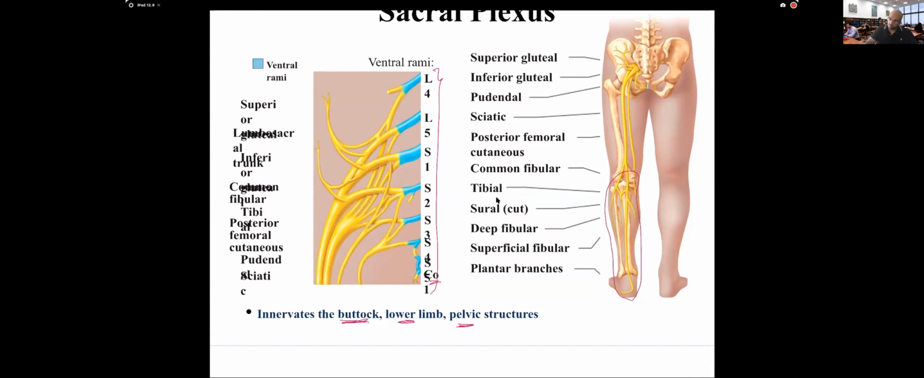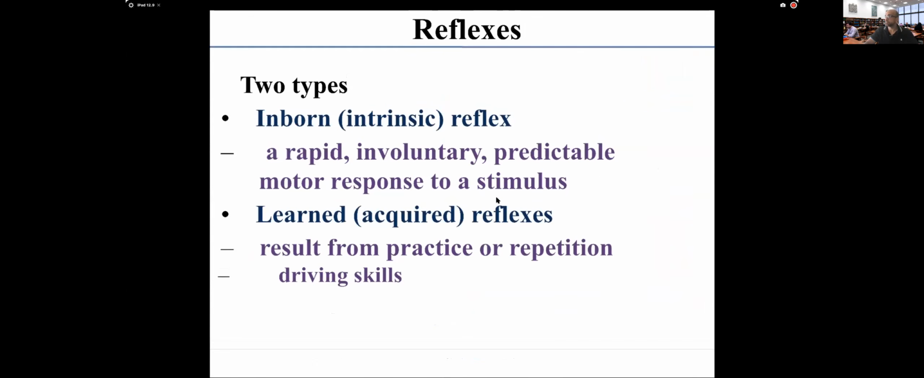A very famous nerve that gets irritated is the sciatic nerve, greater sciatic nerve. When irritated, when inflamed, it causes burning sensation and pain in all the lower limb, all the way down to the leg and foot.